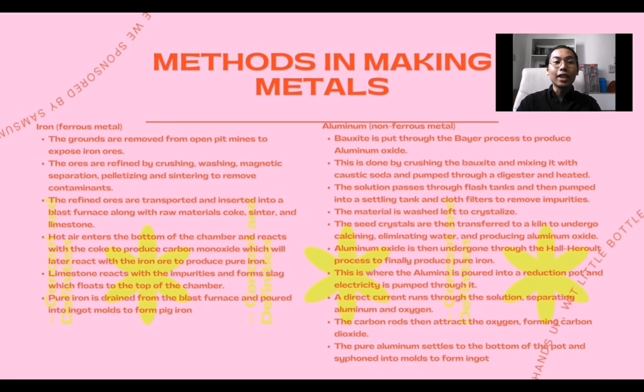The seed crystals are then transferred to a kiln where they undergo calcining, which is a process of eliminating water and producing aluminium oxide. The aluminium oxide is then put through the Hall-Héroult process. This is where the alumina is poured into a reduction pot and electricity is run through it. When a direct current passes through the solution, aluminium and oxygen are separated. The carbon rods attract the oxygen, forming carbon dioxide. Pure aluminium settles to the bottom of the pot and is siphoned out into molds to form aluminium ingots. That's how aluminium is made.